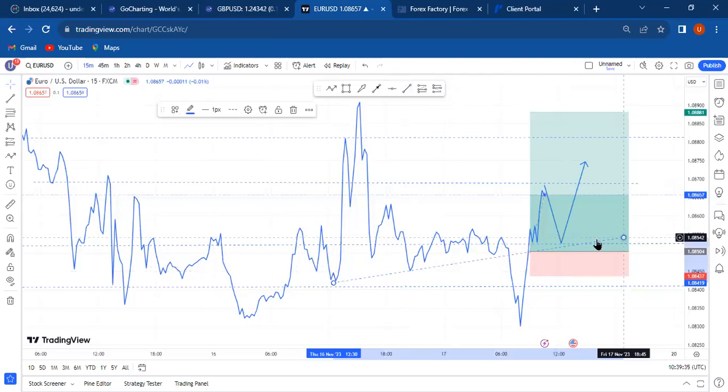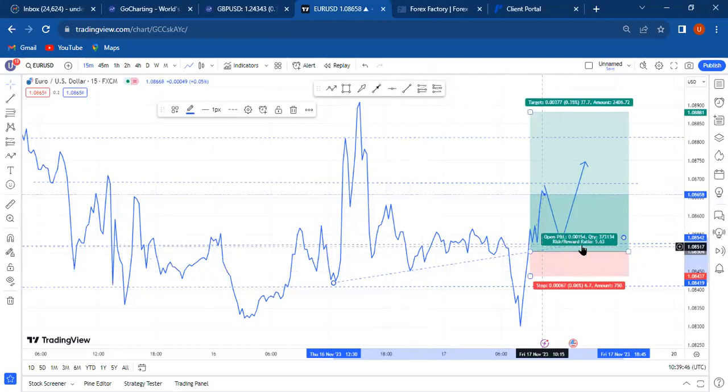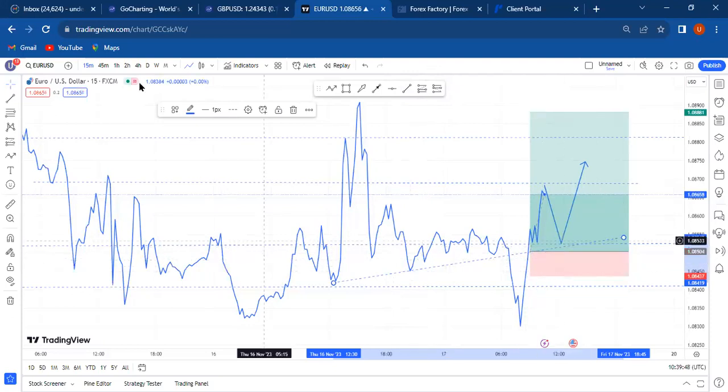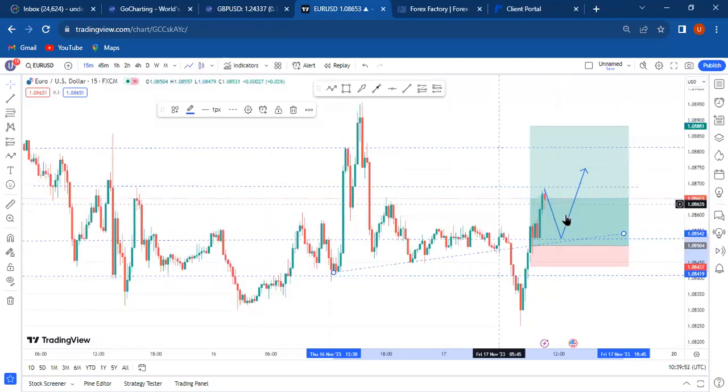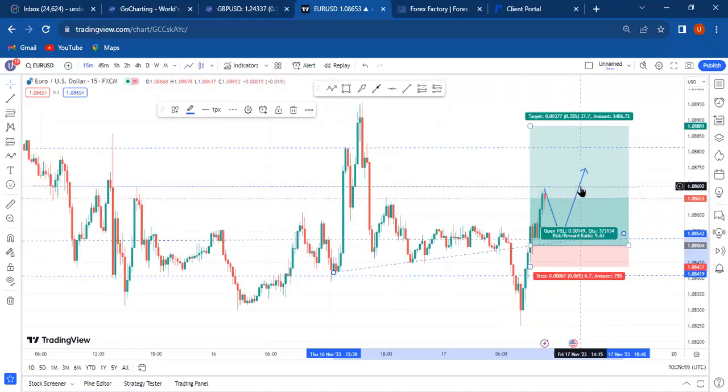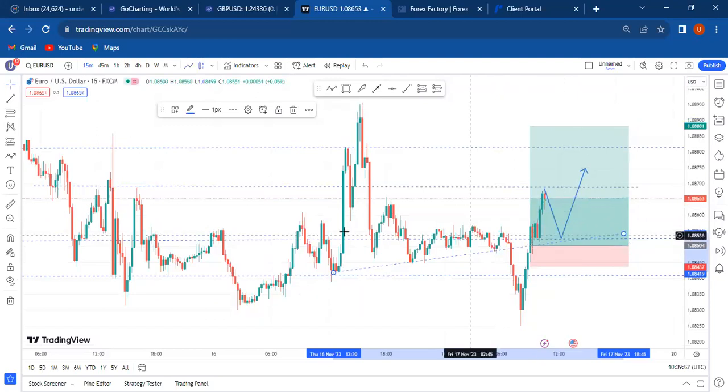Can you see? This touch is very, very valid, right? Why? Because this is a support. This is a valid point above this resistance. So I'm looking for the third touch before I move to the upside. You can see that everything I'm doing is in alignment with the market. So I'm expecting price to come down to around 1.08504 before I move to the upside. Okay, so do you understand?